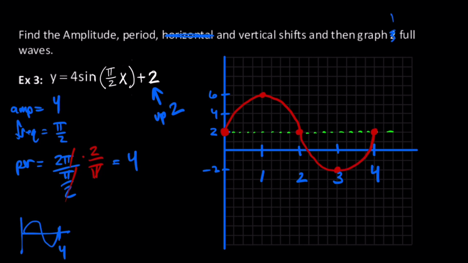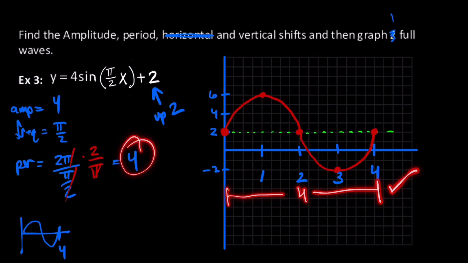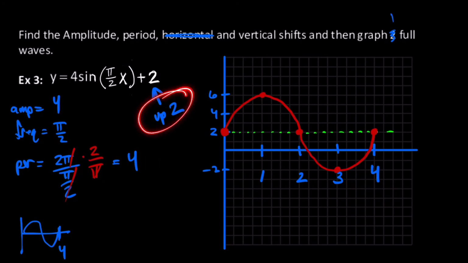And let's do a quick check. Amplitude is 4, so this distance here is my amplitude, 2 to 6. Yep, that's 4. The period is 4, so this length of one cycle is 4. Yes, great. And I went up 2. My midline is up 2.